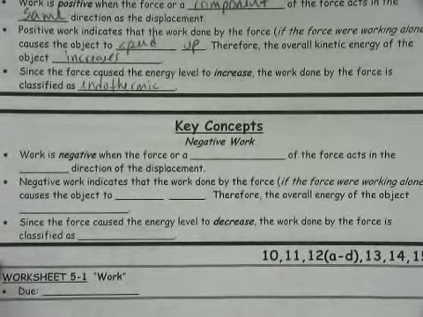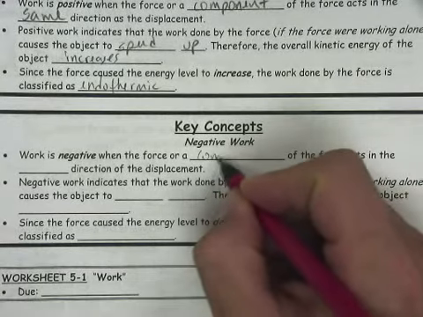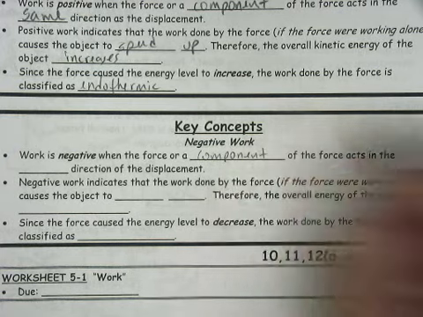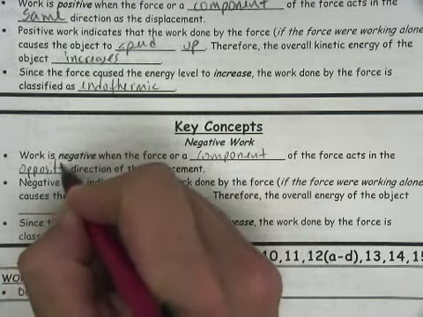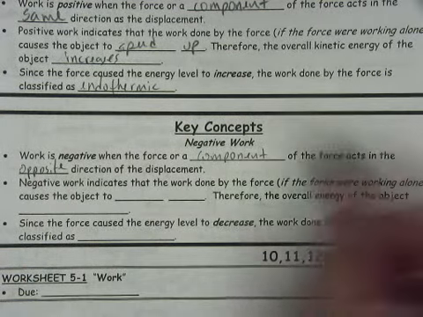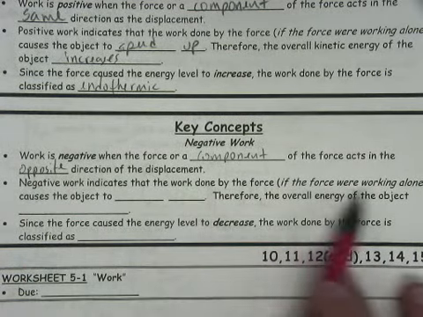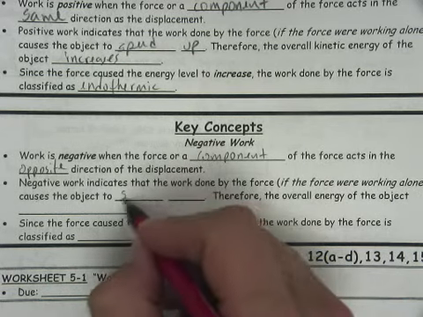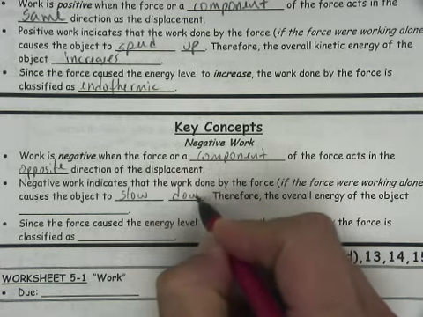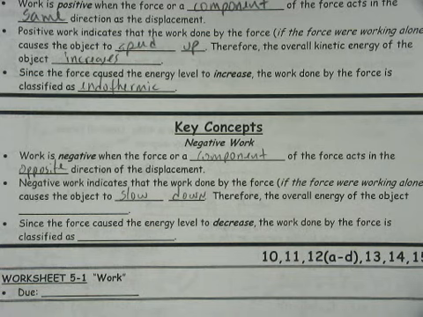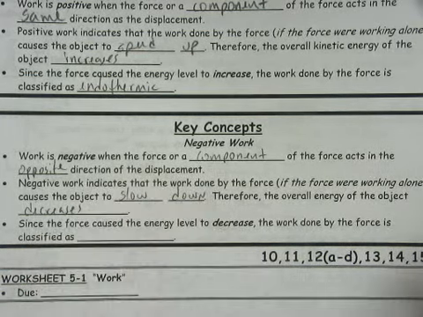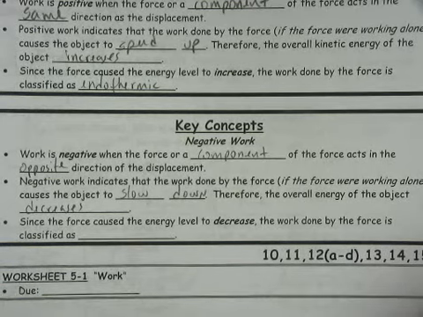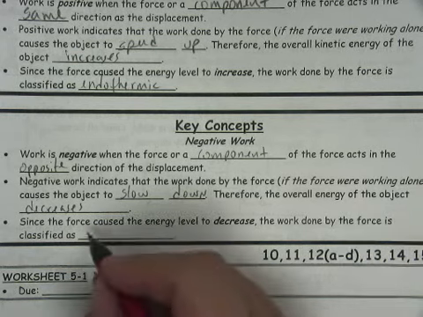All right, negative work. Work is negative when the force or a component of the force acts in the opposite direction. Negative work indicates that the work done by the force, if the force were working alone, causes the object to slow down. Therefore, the overall energy of the object decreases. And since the force caused the energy level to decrease, the work done by the force is classified as exothermic.